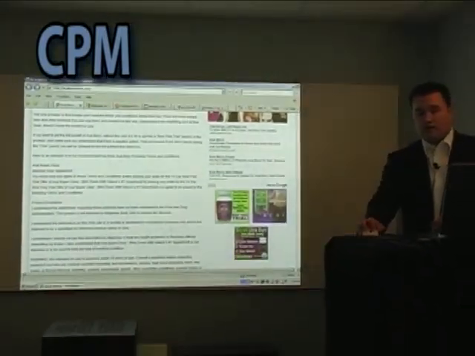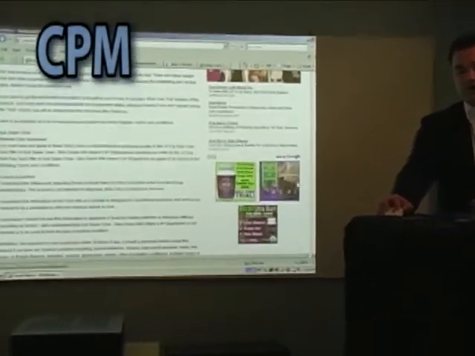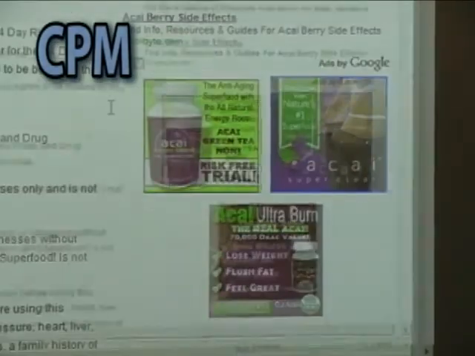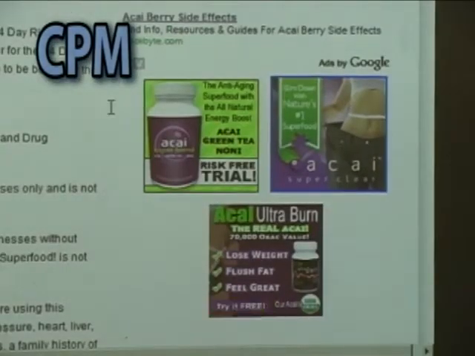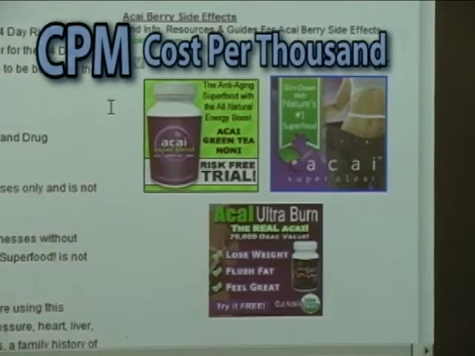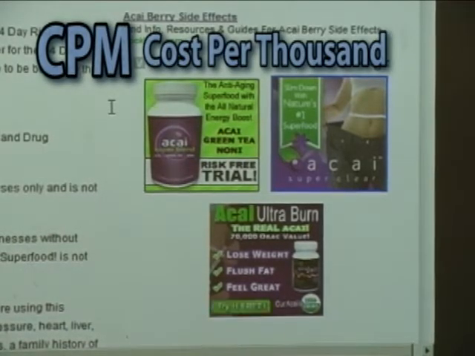So for instance, right now you're viewing several ads on this website. And since you have seen those ads, I can get paid. That's if I'm being paid on a CPM basis. CPM stands for cost per thousand. I actually get paid for every 1,000 eyeballs that I get to see the ad.